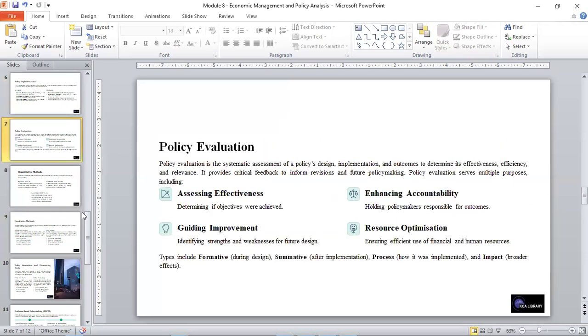And for policy evaluation, it is a systematic assessment of the policy design, implementation, and outcome to determine its effectiveness, efficiency, and relevance. It provides critical feedback to inform revisions and future policy making. Policy evaluation serves multiple purposes, which include assessing effectiveness, that is, determining if objectives were achieved.